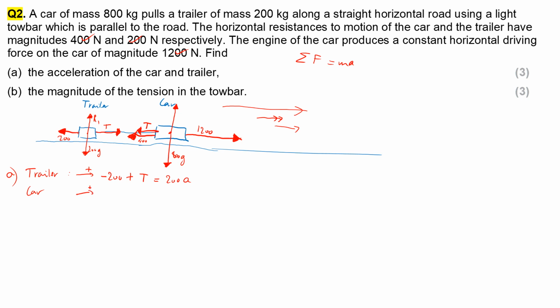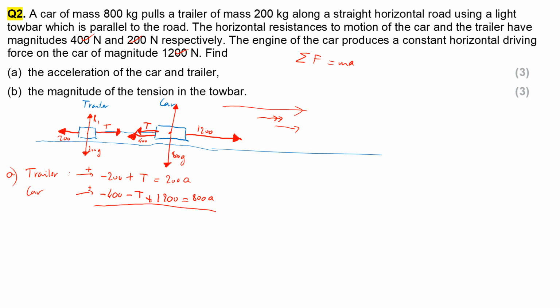Then I'm going to do the same for the car. The positive direction will be the same, and I still have the resistance, but this time the tension is in the opposite direction to the acceleration, and we have got the engine force. So we've got minus 400, minus T, plus 1200 newtons equals the mass of the car, 800a.